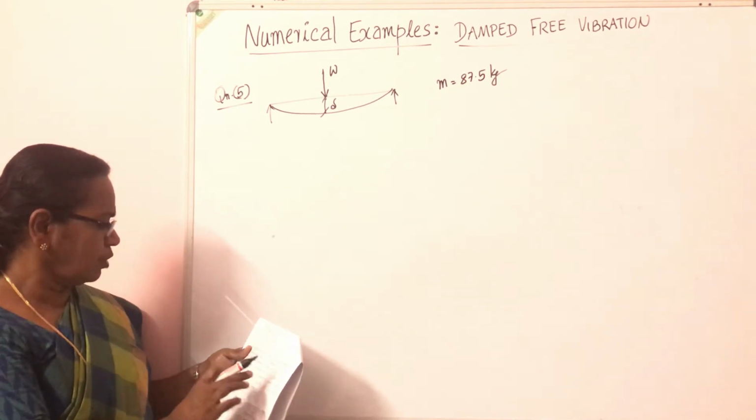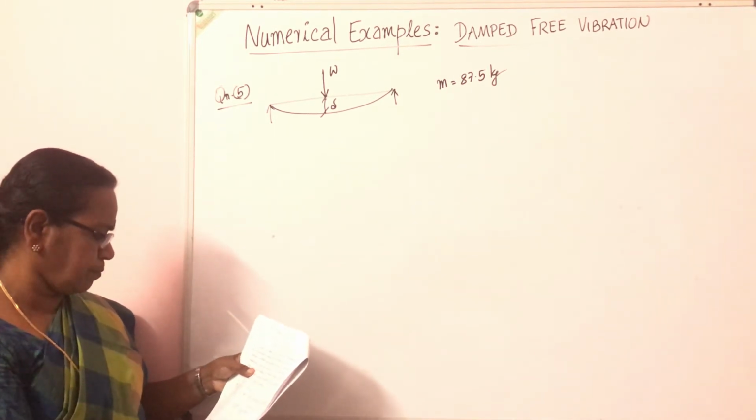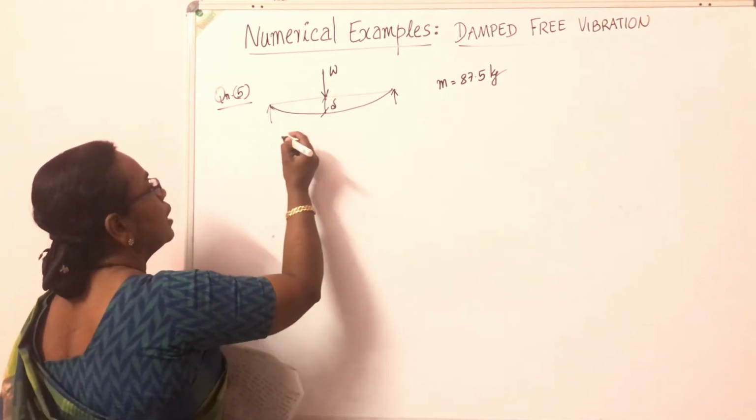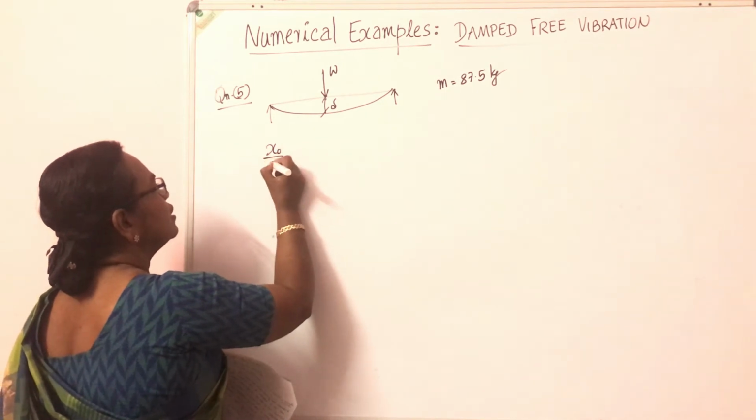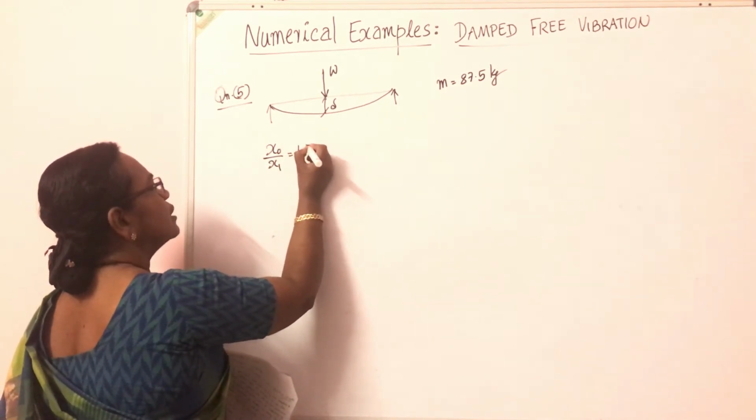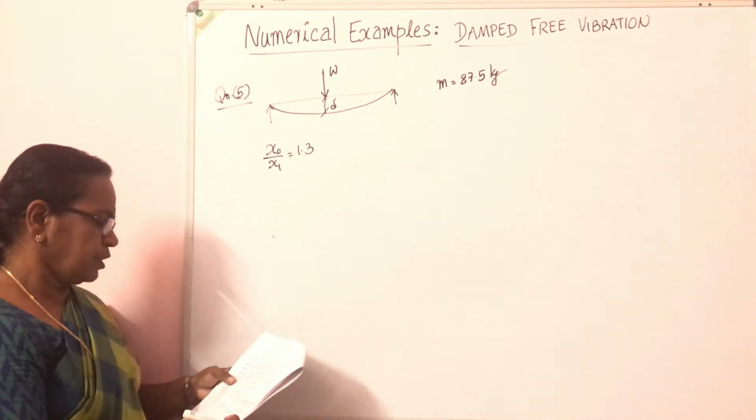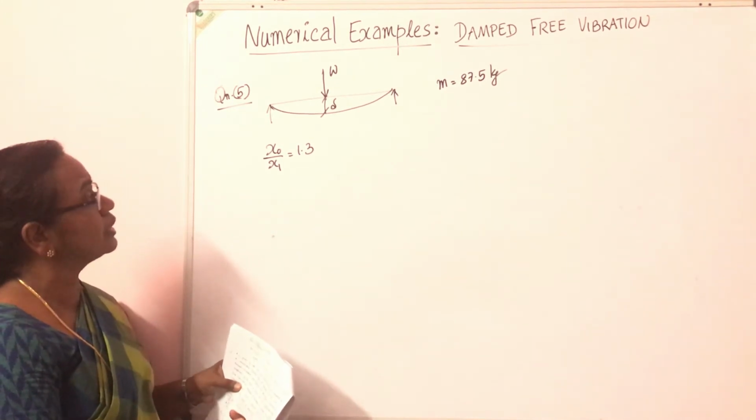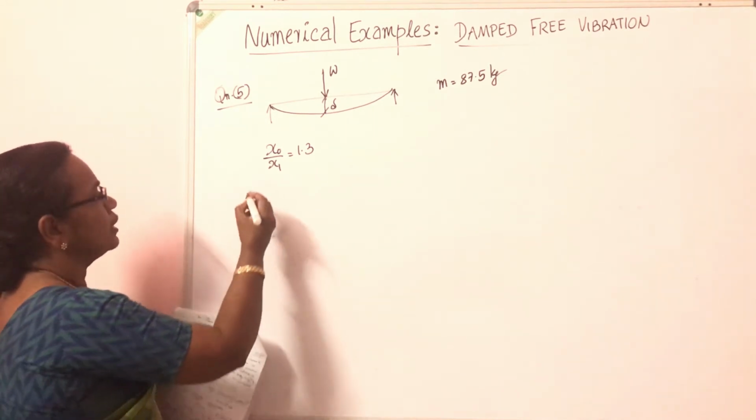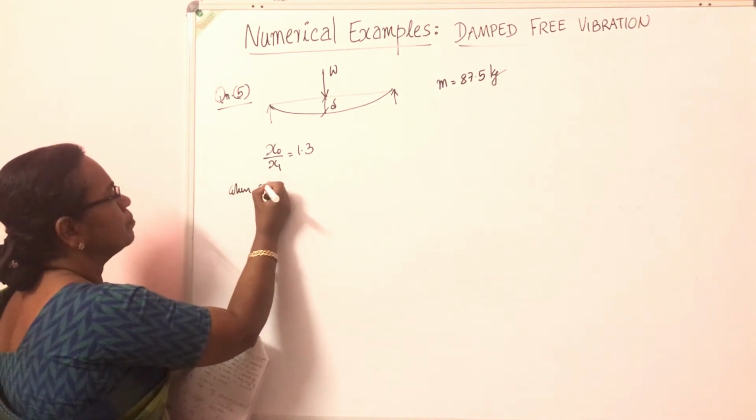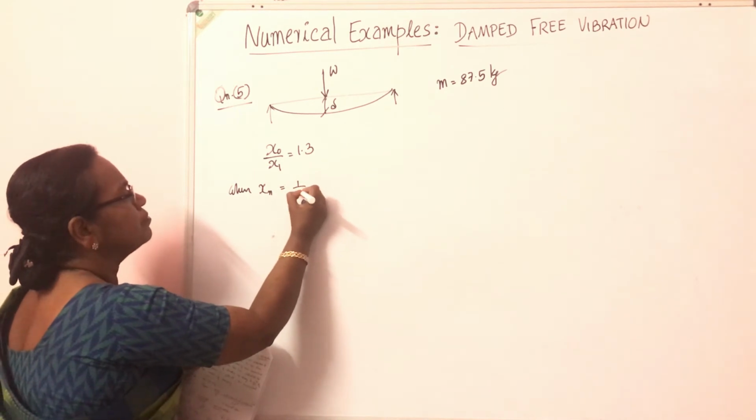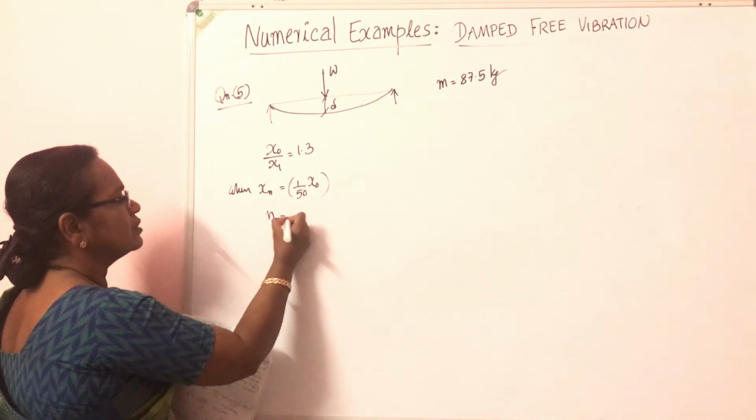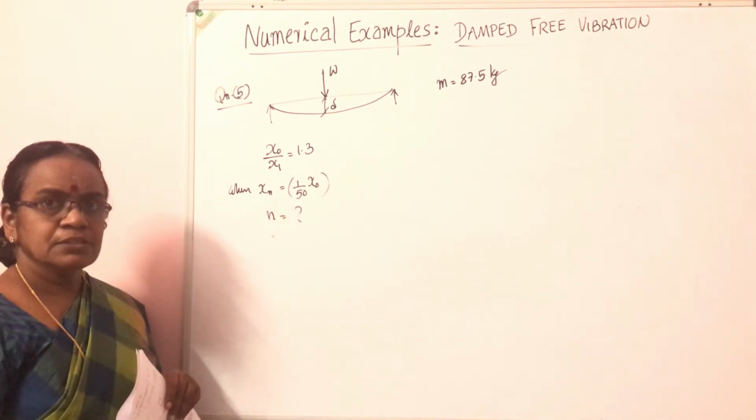And the ratio of the two successive amplitudes was 1.3. That is, once it is vibrated, the next amplitude is also noted. So we are given x0 by x1, the ratio of two successive amplitudes, as 1.3. We calculate the time taken for the amplitude of vibration to decay to 1/50th. So when xn is 1/50th of x0, we are asked to find out the number of cycles required for that.